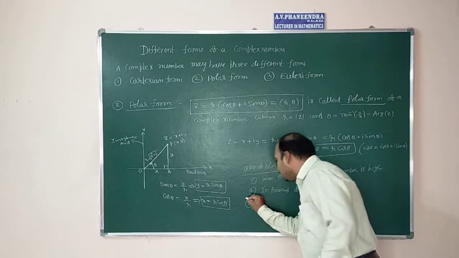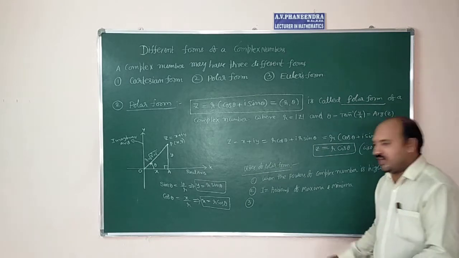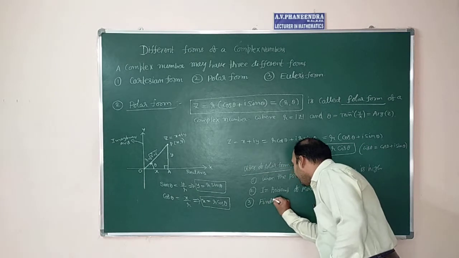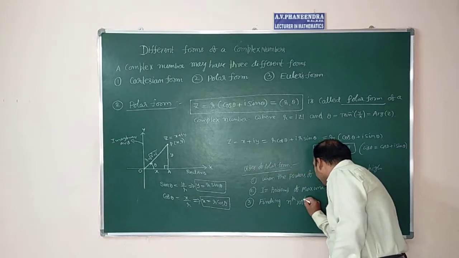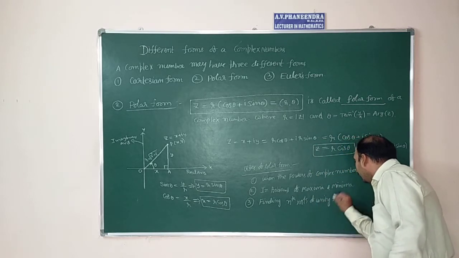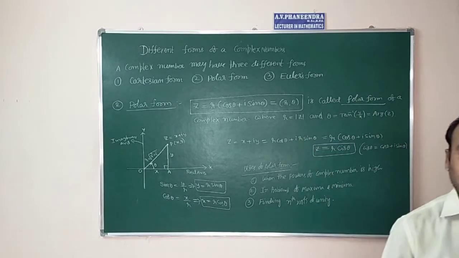And third one, in finding nth roots of unity. After that, we will go for the third form, Euler's form.